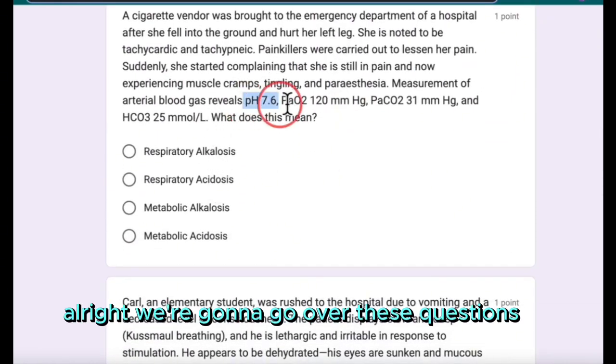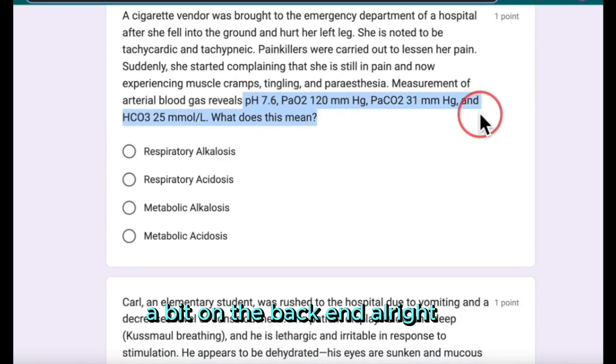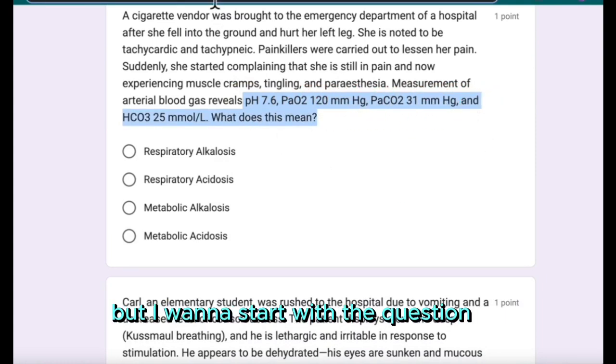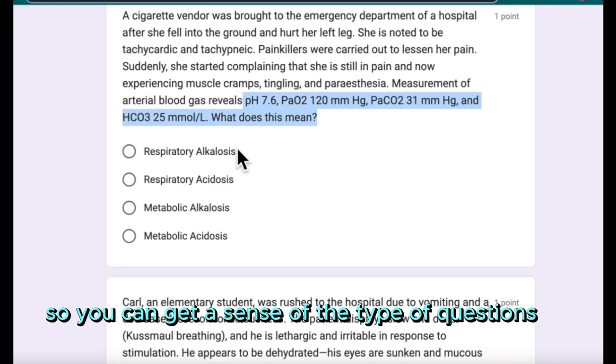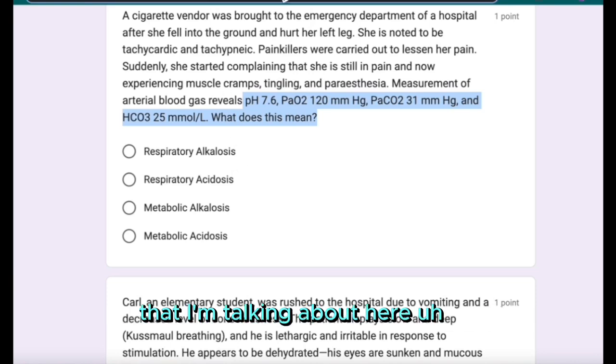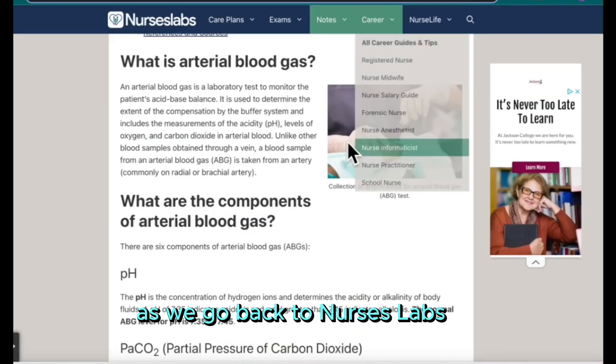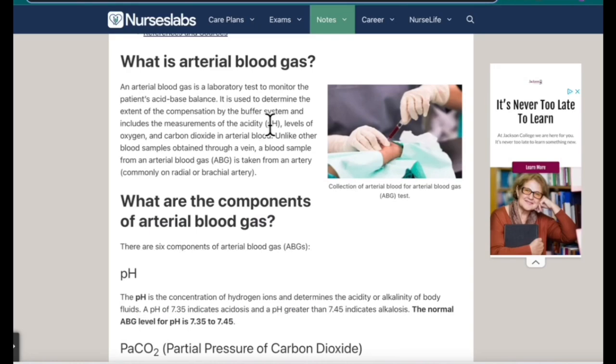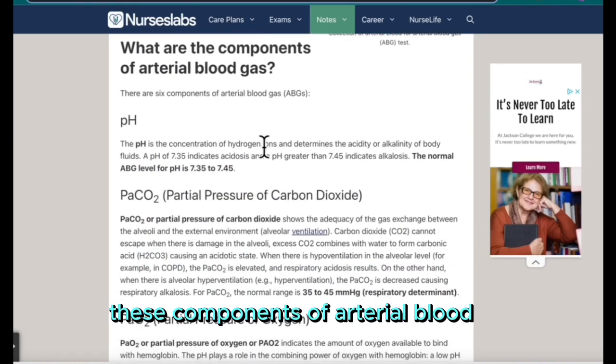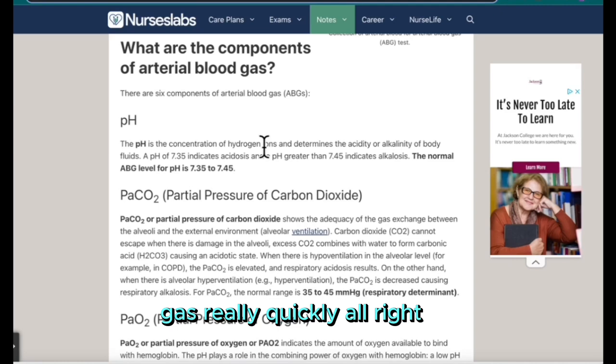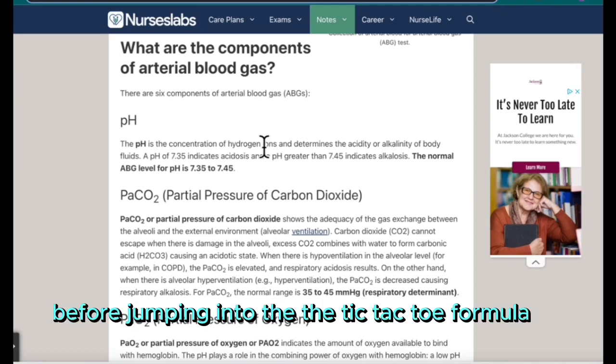We're going to go over these questions a bit on the back end. But I want to start with the question so you can get a sense of the type of questions that I'm talking about here, as we go back to Nurses Labs, where we're going to explore these components of arterial blood gas really quickly, before jumping into the tic-tac-toe formula.